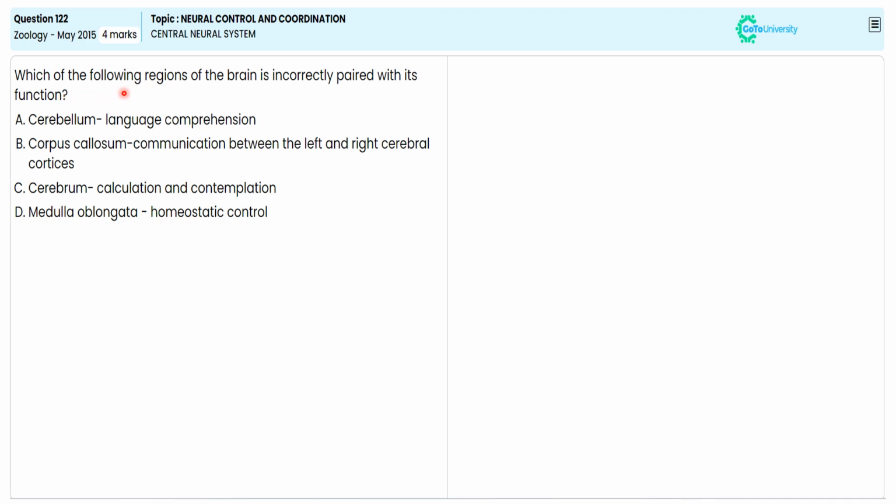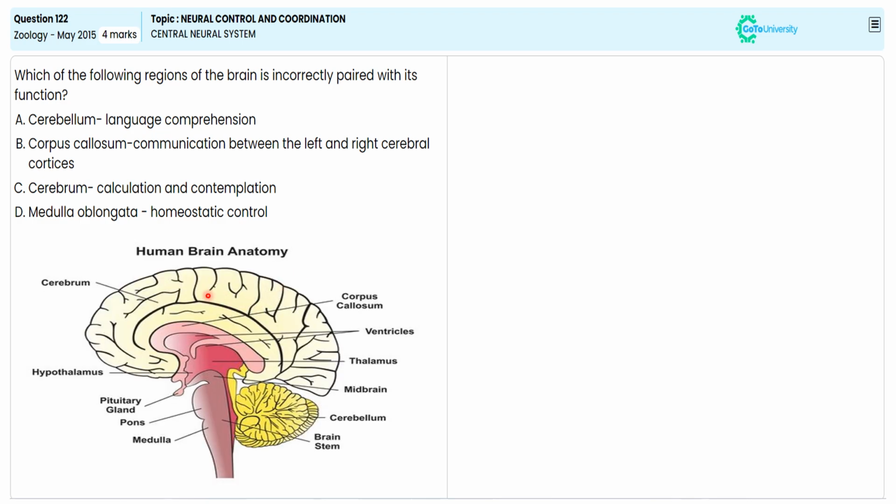In this multiple choice question, from the given options, they are directing us to specify the incorrect pair between the brain part and function. For this, let me explain the brain parts in detail. In this picture, we are observing the cerebrum and cerebellum, which are mainly responsible for voluntary and involuntary activity.